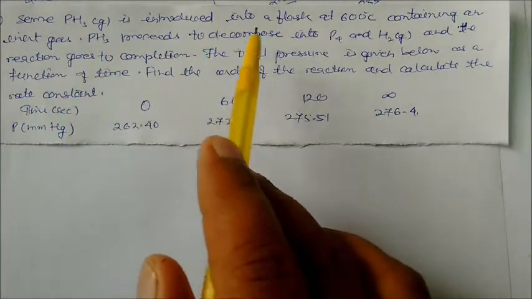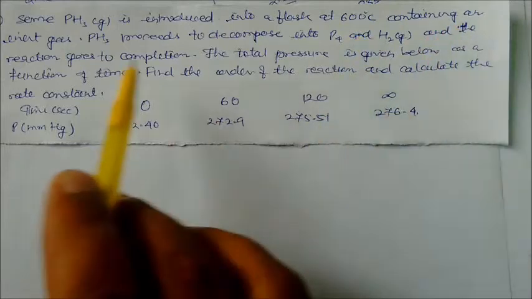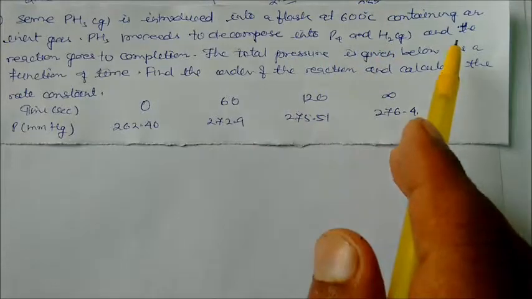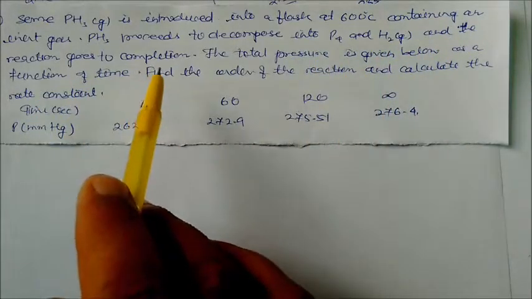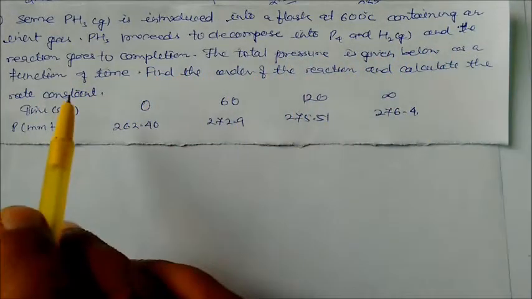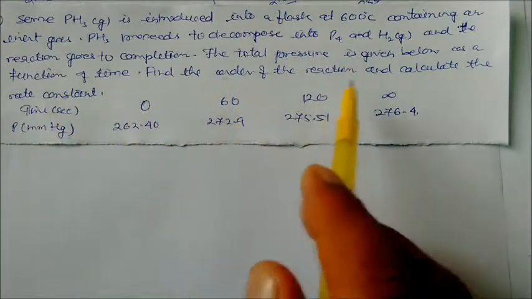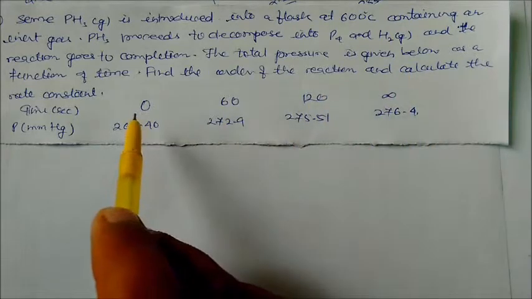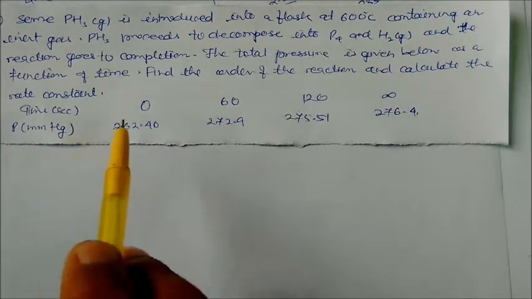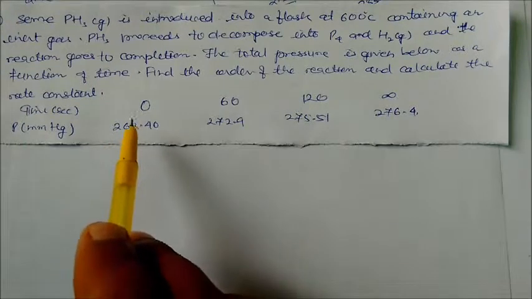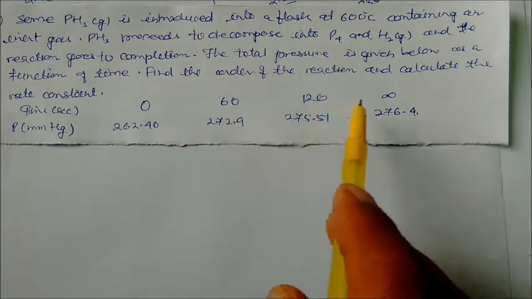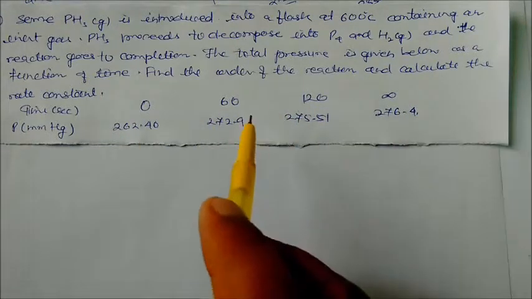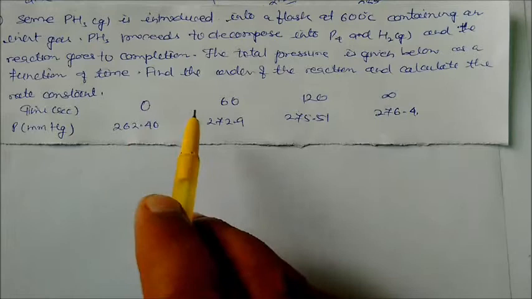Some phosphine is introduced into a flask at 600 degrees centigrade containing an inert gas. Phosphine proceeds to decompose into P4 and hydrogen and the reaction goes to completion. The total pressure is given below as a function of time. So with respect to time, this is the total pressure given here. Find the order of the reaction, calculate the rate constant. So we have to write these questions in some detailed way. So here it's 0, 60, 120, infinity, 4 values given here. So we have to find for 4 values for each pressure. Okay, so these are the values.